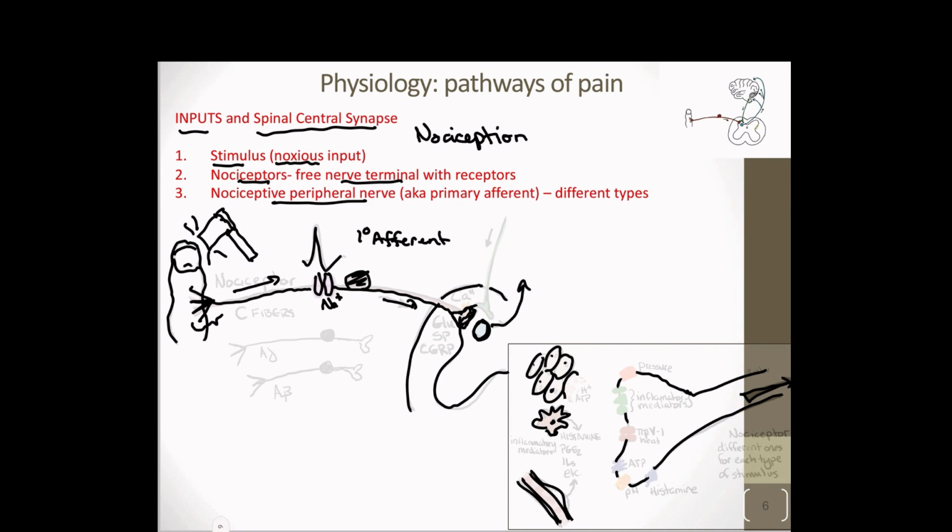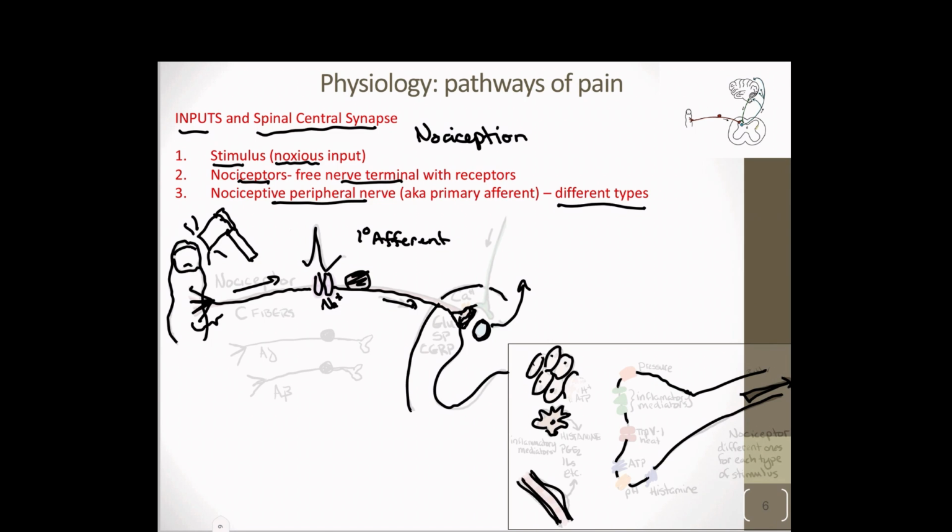We're going to talk about that spinal central synapse in the next slide, but I want to also explain a little bit about these nociceptive peripheral nerves. So I say here we have different types of those, and that's because we have to have different types of peripheral nerves. Each type has a different signal. So we have touch, we have temperature, we have itch, and we have pain, and we have different variations of those.